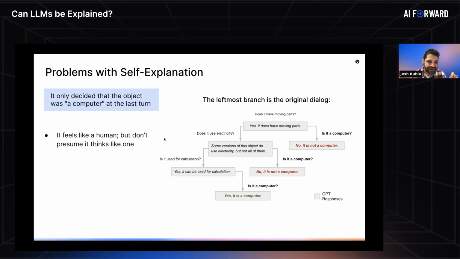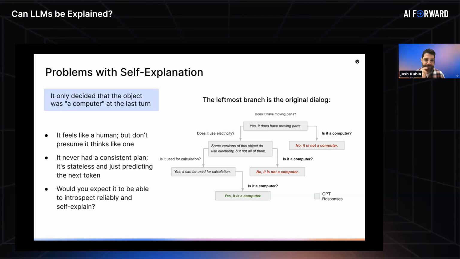The thing I would point out here is it feels like a human, but don't presume that it thinks like one. It had no consistent plan. It's stateless and just predicting the next token. We all know that, but we've trained these things to create the illusion that it thinks like a human. Would you expect it to be able to introspect reliably and self-explain? That would have been a really good poll question here, but I didn't think to do that. I think that's an important question. If it doesn't have state, can it actually introspect?